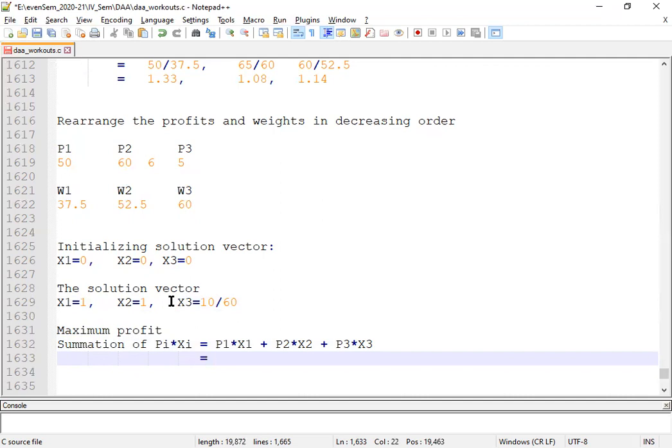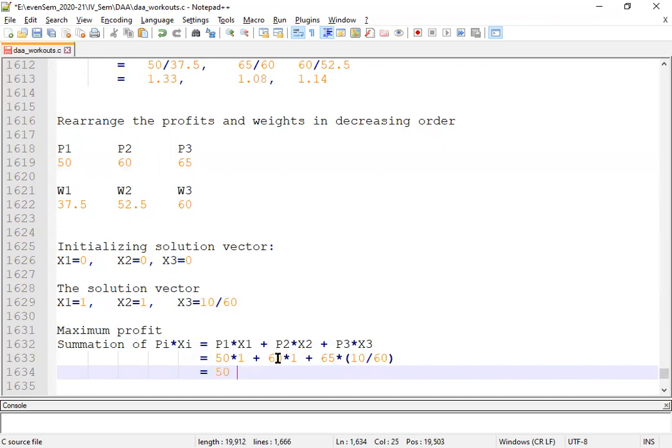So if I fill the values, P1, the profit, is 50. So 50 multiplied by X1, and the X1 value is 1, plus P2, which is 60, into 1, plus P3, that is 65, into the X3 value. X3 value in this case is 10 divided by 60.